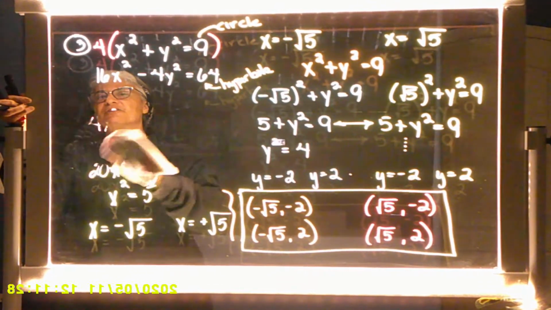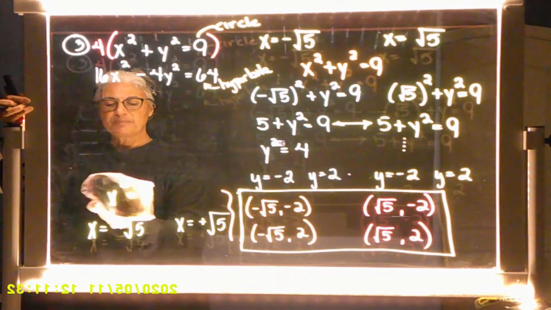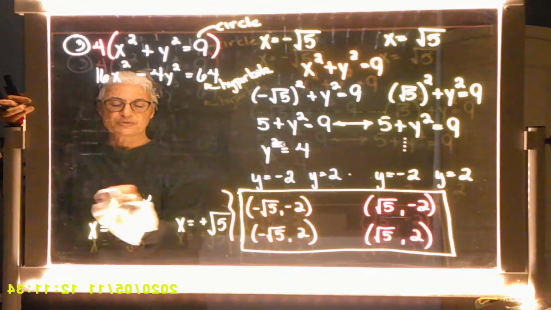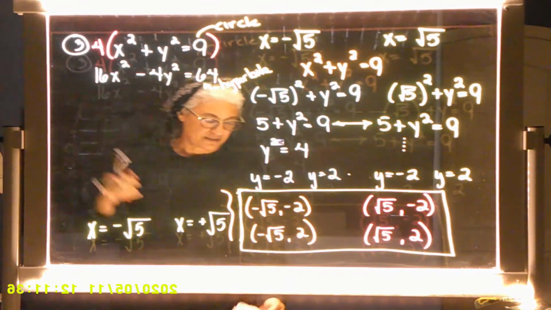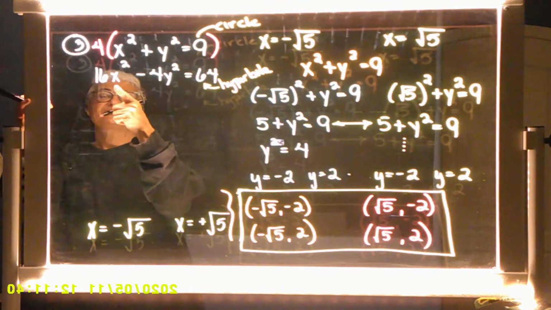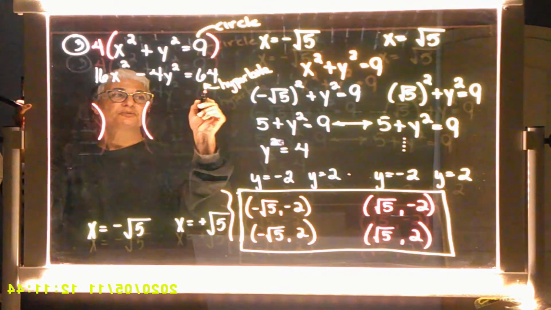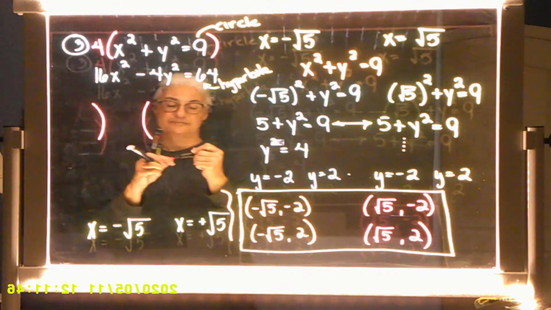A hyperbola is a pair of parabolas, and these parabolas either go up and down, or they go left and right. So here's what I know. Since this x squared is first, and it's positive, I know this hyperbola is left and right.